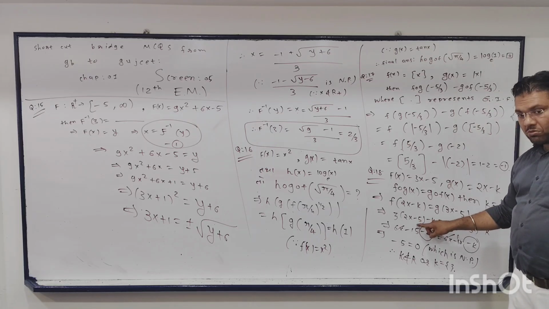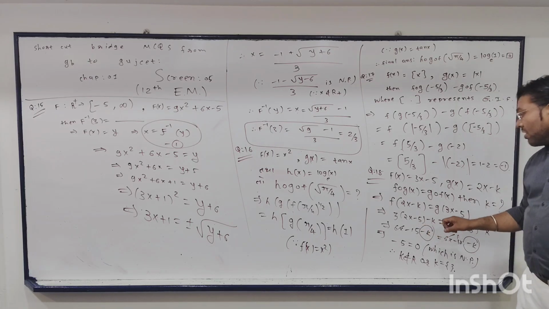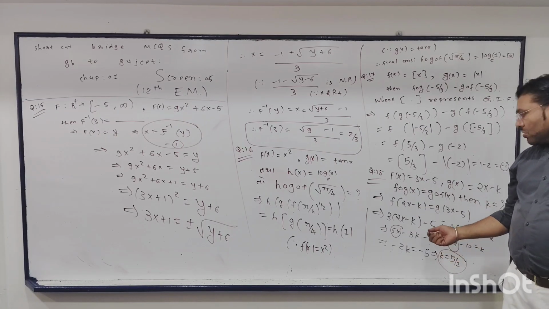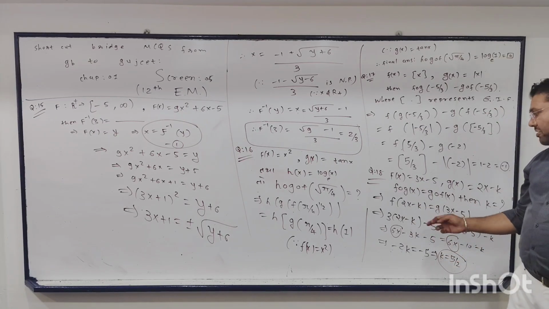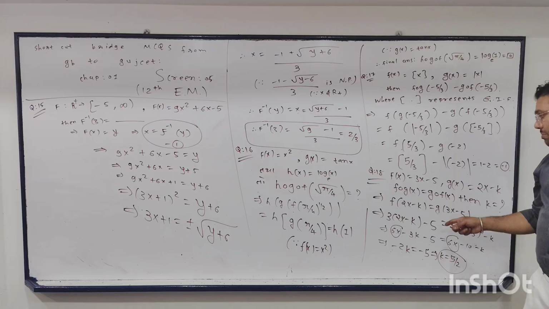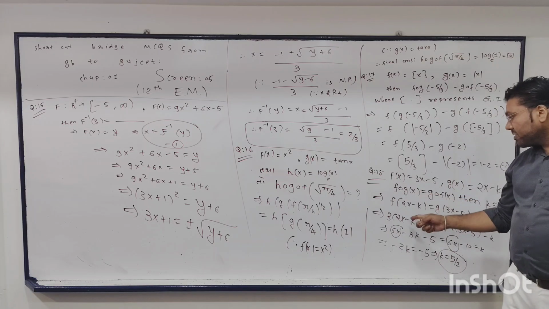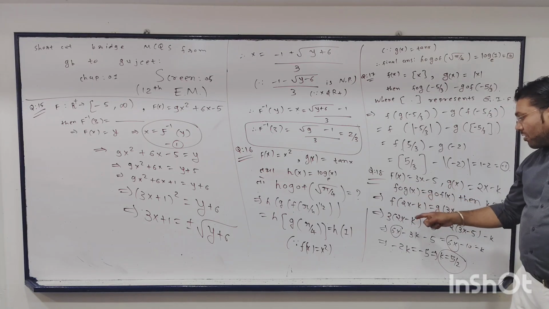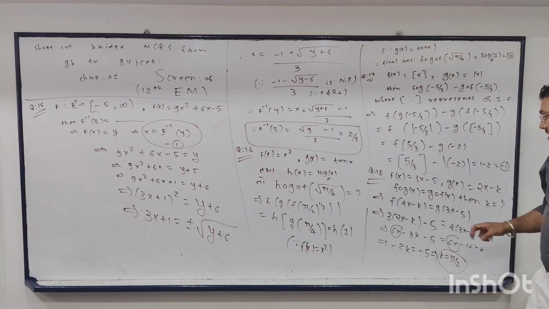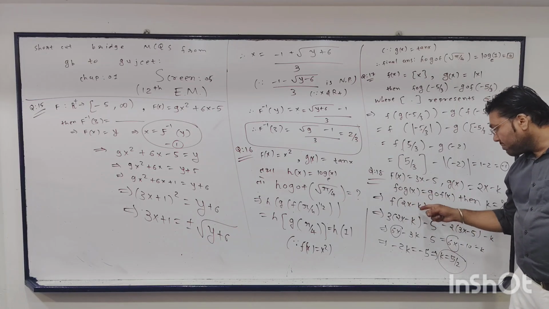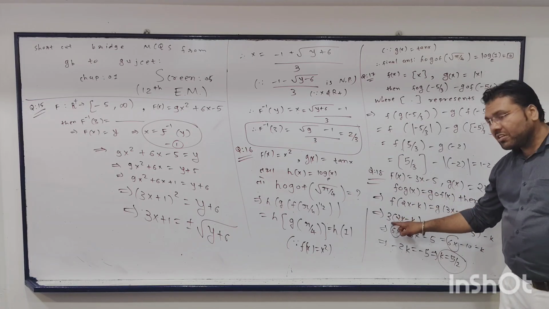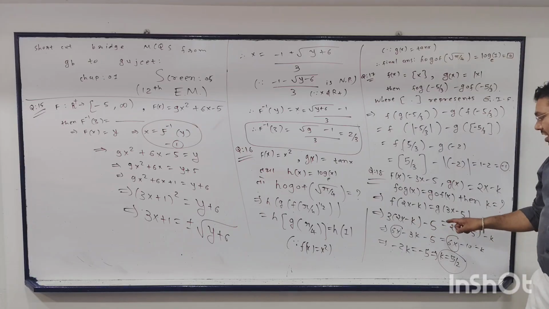So here friends, question number 18, f of 2x minus k. In f of x, just replace x by 2x minus k. So f of 2x minus k will be 3 into 2x minus k minus 5.